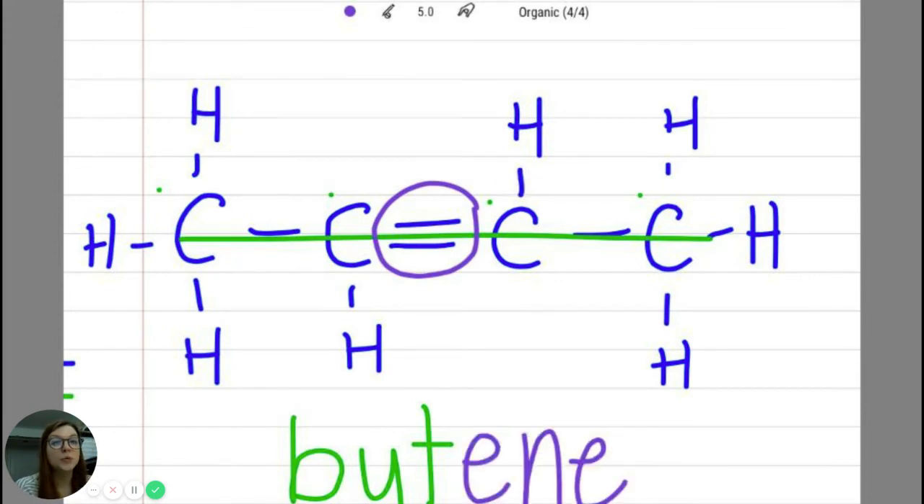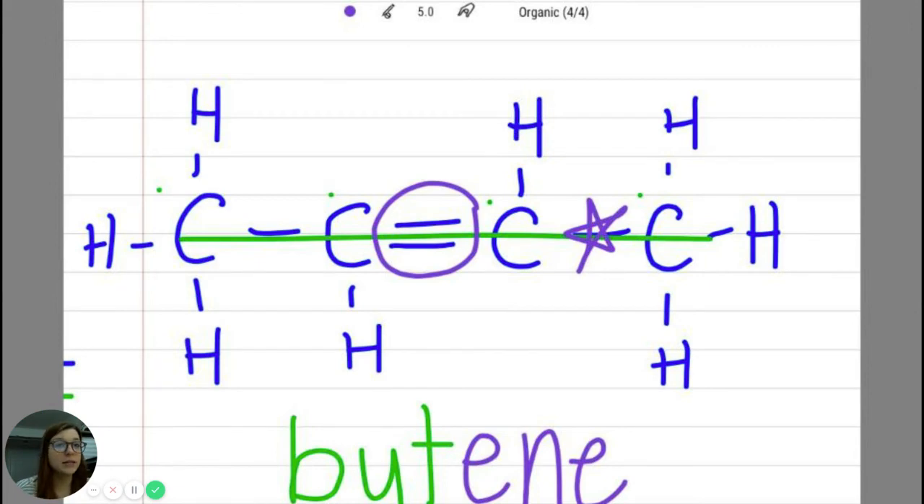This is going to be butene, but this doesn't actually tell me where the double bond is. It just tells me that a double bond is there, okay? Having a double bond in the middle of the molecule versus this area on the end will change the boiling point, the melting point, the strength of the intermolecular force. It changes the way that the butenes would interact with each other and with their environment.